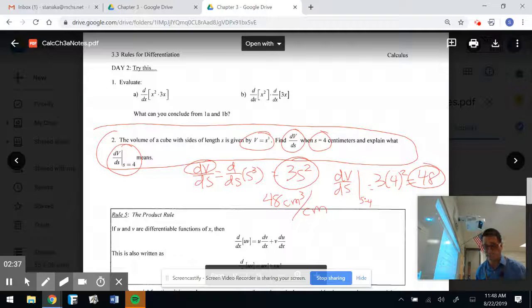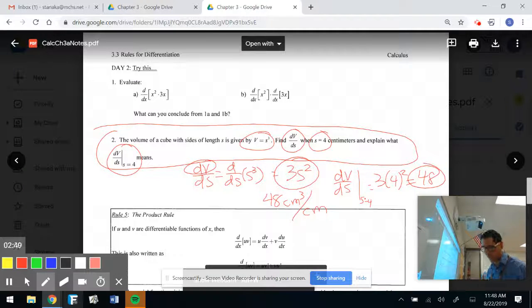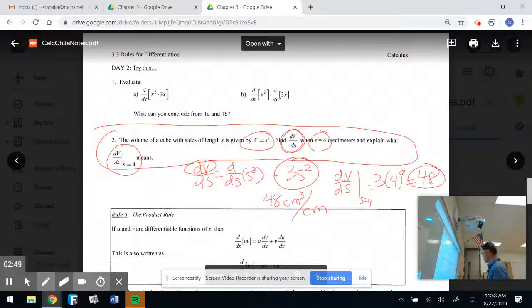What does that mean? I want you to write this down. I'm not going to write it all down there in case this pen goes off again. But the volume of the cube, remember, a derivative is a rate, is increasing at a rate of 48 cubic centimeters per centimeter. That's what it's increasing at when the side length is 4 centimeters. So the volume of the cube is increasing at a rate of 48 cubic centimeters per centimeter when the side is 4 centimeters in length. Hit pause, take a look at that. Just a little bit of a word problem and how we interpret it.